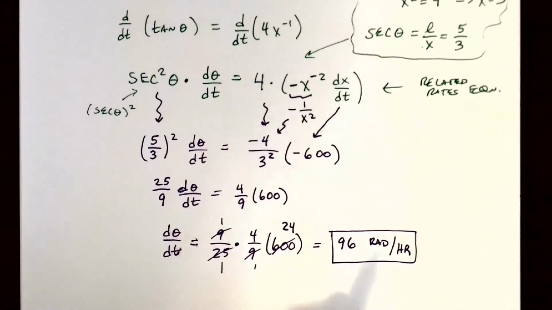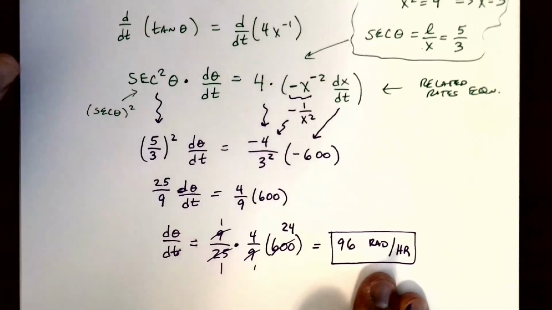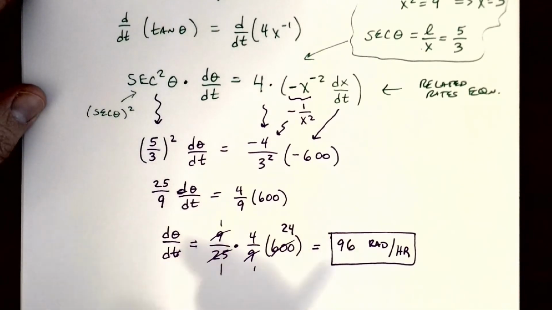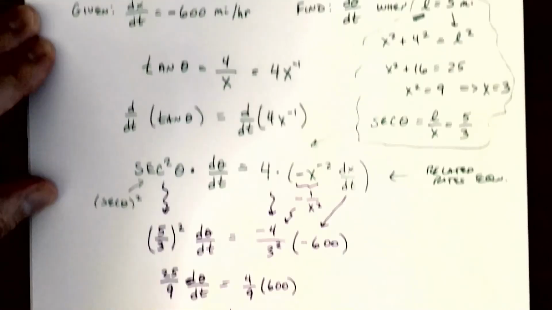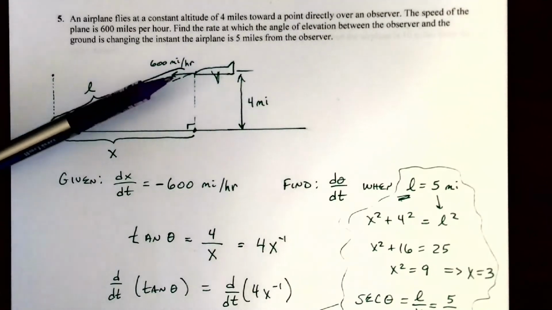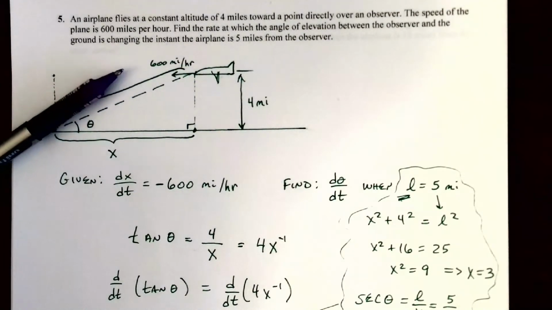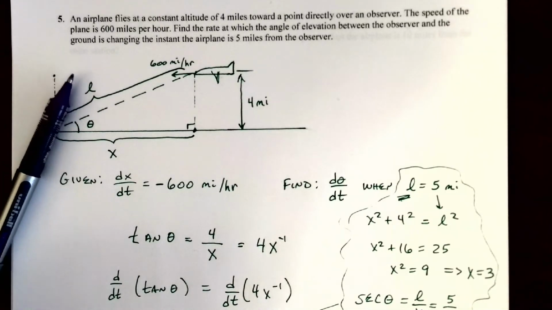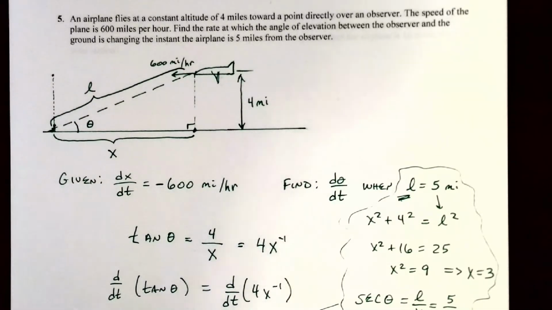Now, think about the fact that it's positive 96 radians per hour. That means the d theta dt being positive means theta is increasing as time progresses. Theta is getting bigger. Is that true when we look at our diagram? Is it indeed true that theta is getting bigger as that airplane flies closer and closer to being directly overhead? Yes, it does make sense.